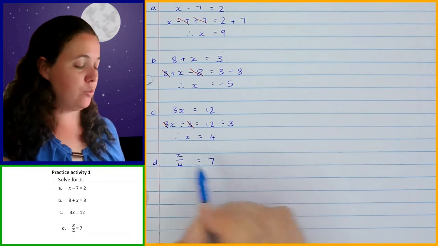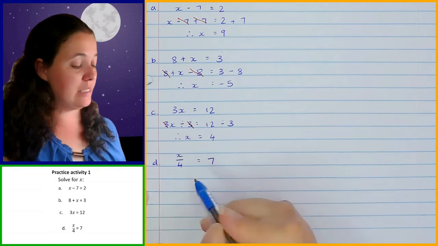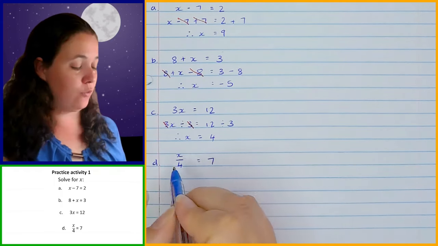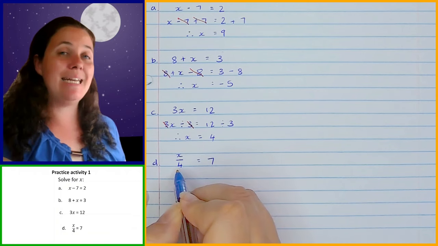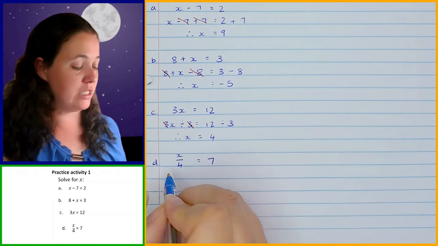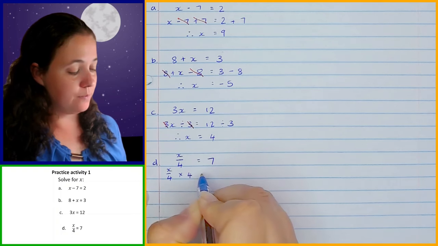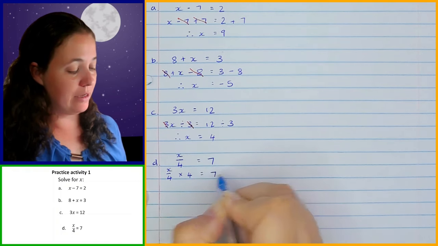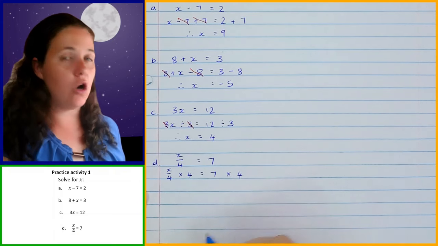And then the last question, we have x over 4. Remember, a fraction means division. So this is the same as x divided by 4. So if I want to cancel out that divided by 4, I need to multiply by 4 because multiplication and division are inverse operations. So x over 4 times 4 equals 7. And now because I multiplied by 4 on this side, I have to do the same thing on that side.